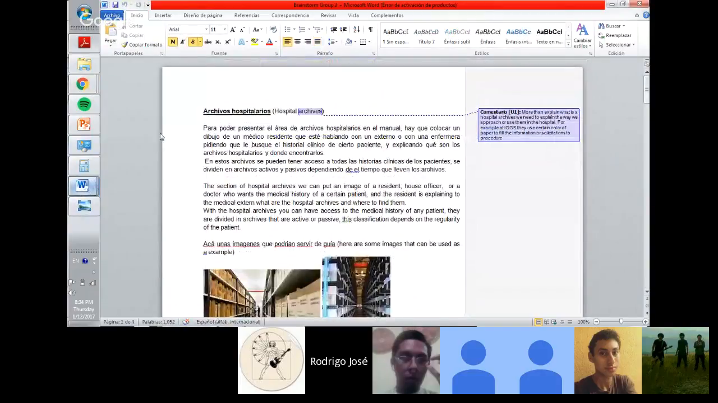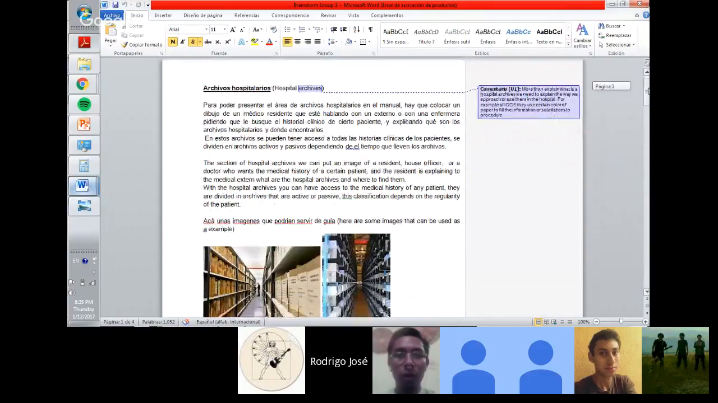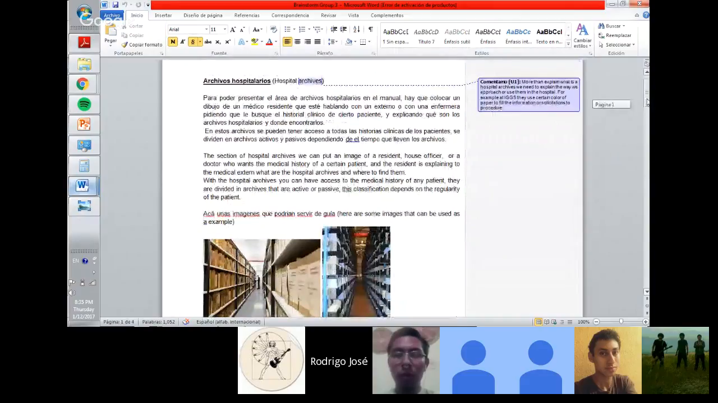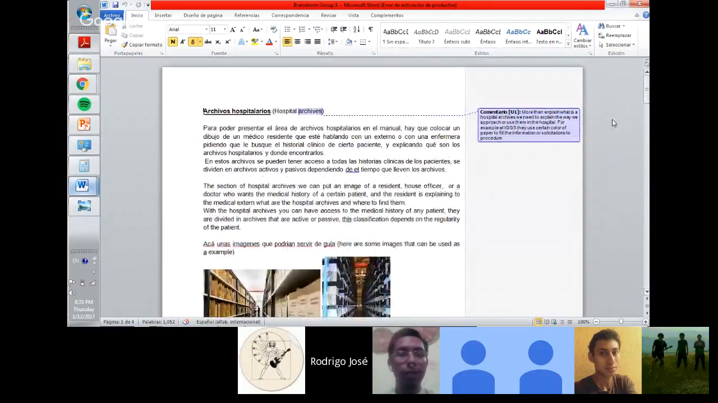And then the group number 3, over here we have the hospital archives. I didn't mean this hospital archives. What I meant is to explain what hospital archives we need to explain when they are passed to the hospital.